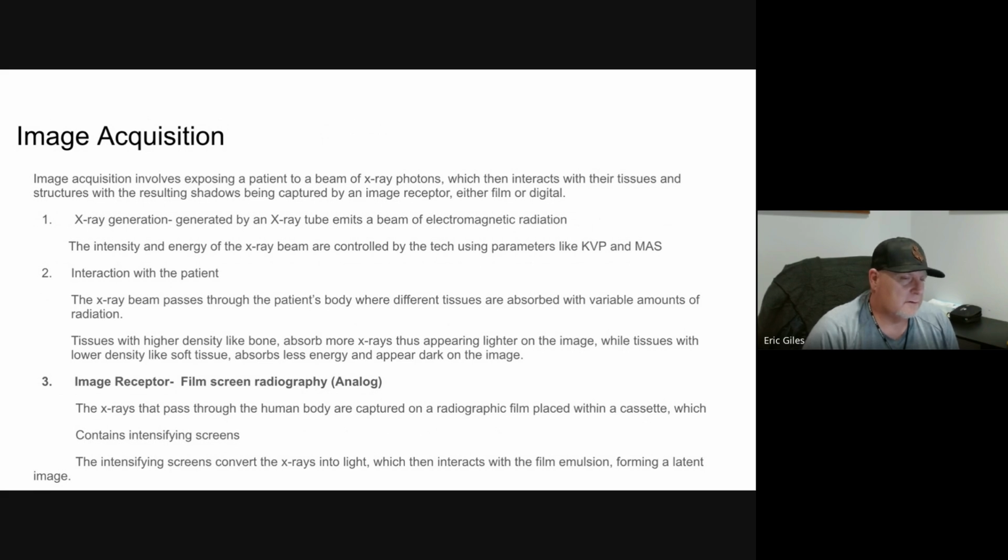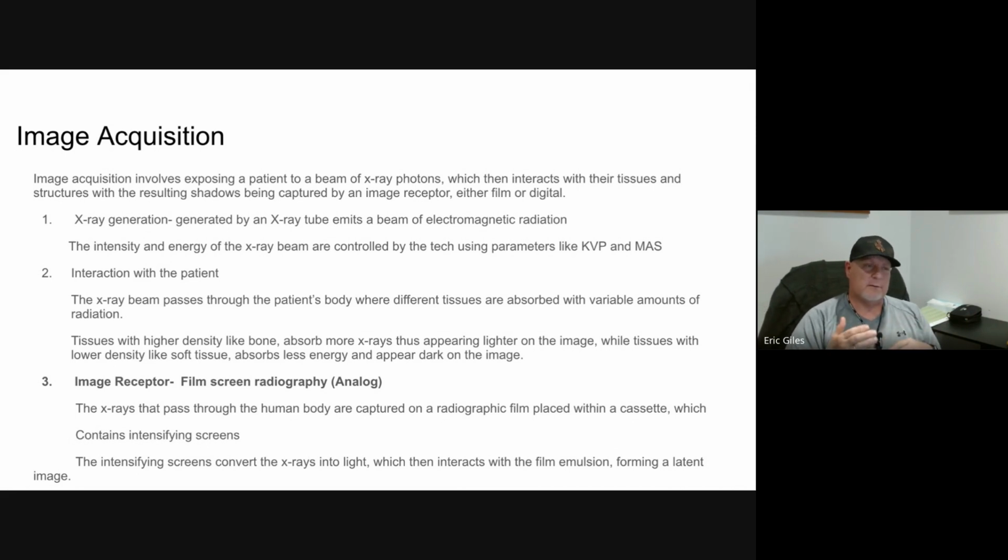Okay. We've also talked about the interaction with the patient. So the X-ray beam passes through the patient's body where different tissues absorb variable amounts of radiation. This is called attenuation. Tissues with higher density, like bone, absorb more X-rays, thus appearing lighter on the image. While tissues with lower density, like soft tissues, lung tissue, stuff like that, they absorb less energy, so they're going to appear darker on the image.